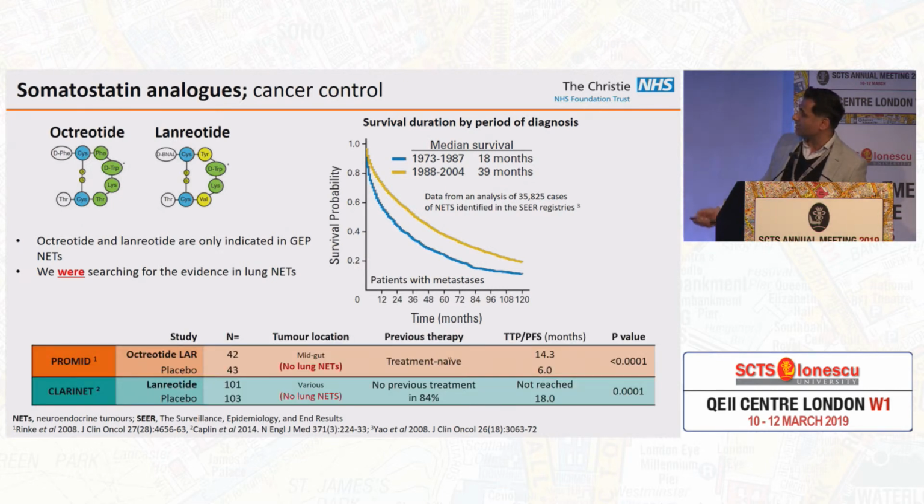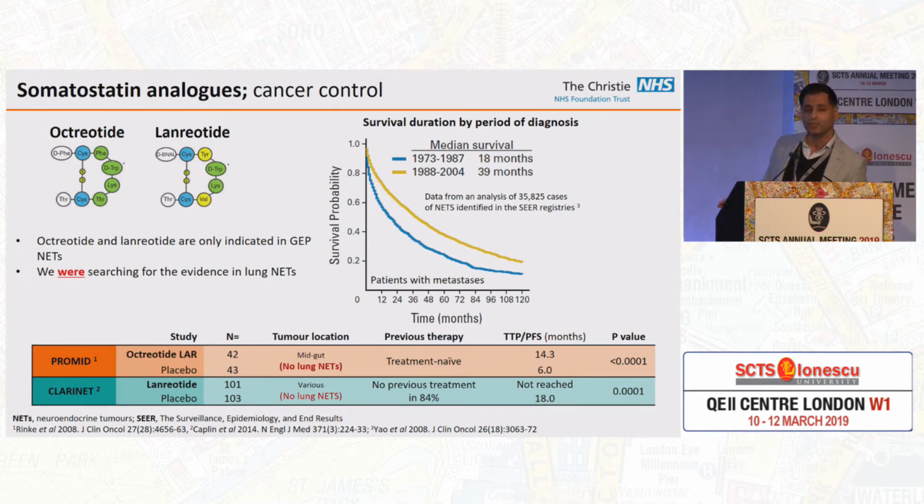And this kind of data led to two trials, which have been briefly alluded to in previous talks, the PROMID and the CLARINET trials, both testing octreotide and lanreotide, with primary endpoints being progression-free survival. And we know that even if a person doesn't have syndrome, if you give them these drugs, they live longer. So these have become standard of care now in that usage for pancreatic nets and small bowel nets, but they are, strictly speaking, not licensed for this use in lung nets because neither of these studies involved pulmonary nets.